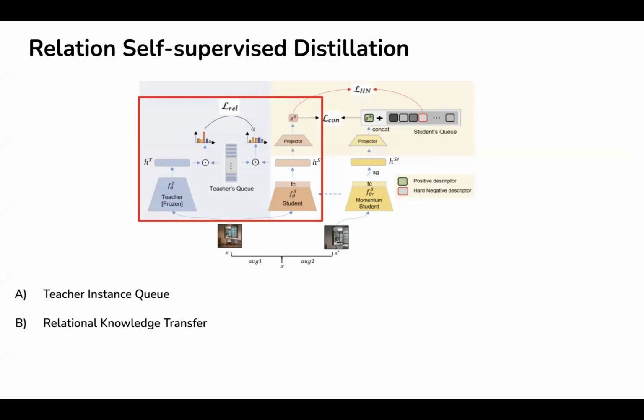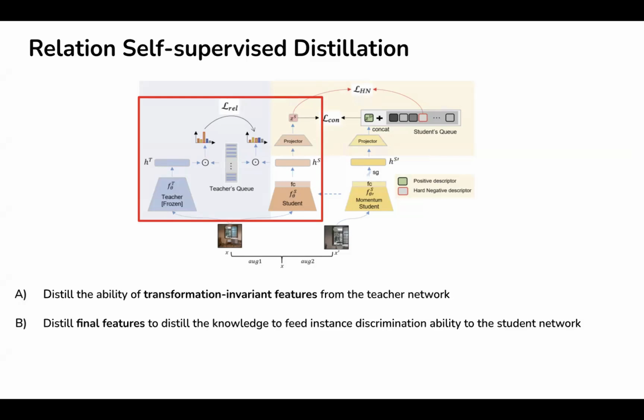Next, we move to relational knowledge transfer. The idea here is to help the student network learn the relational structure from the teacher. To do this, the student aligns the similarity distribution with the teacher's using KL divergence. By aligning the similarity distribution in this way, we ensure that the student captures the relationships between instances encoded in the teacher's feature space. Essentially, this approach allows the student to replicate the teacher's relational understanding effectively.